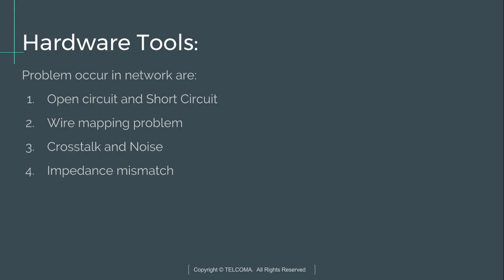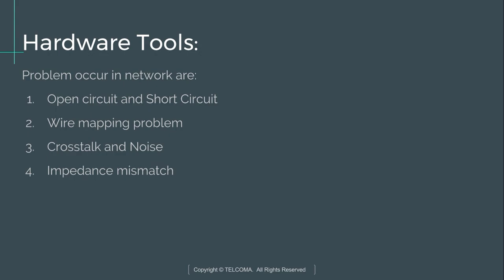The problems which occur in our networks are open circuits or short circuits. Open circuits occur when the wires or cables are not connected properly. Short circuits occur when one or more wires connect to each other and cause signal interference.